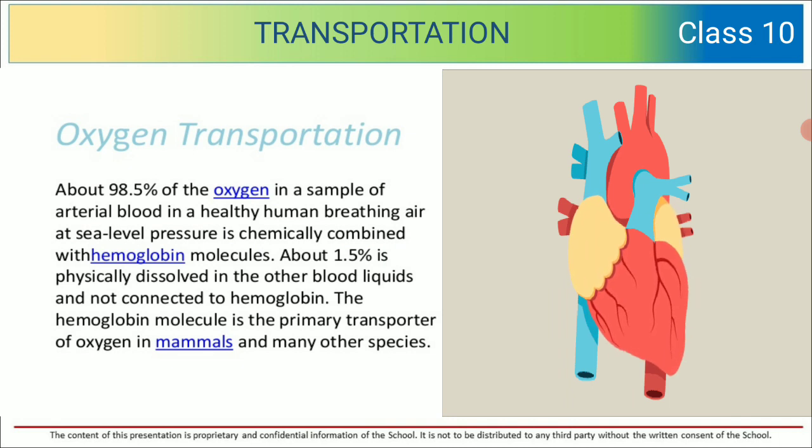Now let us talk about oxygen transportation. About 98.5% of the oxygen in a sample of arterial blood in a healthy human breathing air at sea level pressure is chemically combined with hemoglobin molecules. About 1.5% is physically dissolved in the other blood liquids and not connected to the hemoglobin.